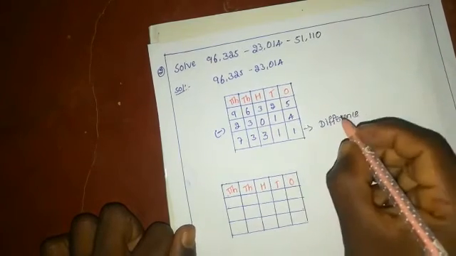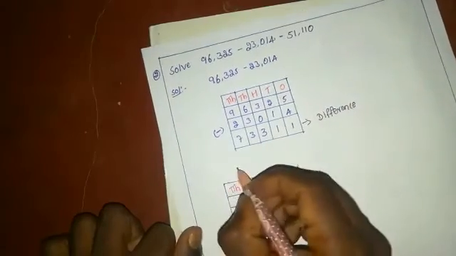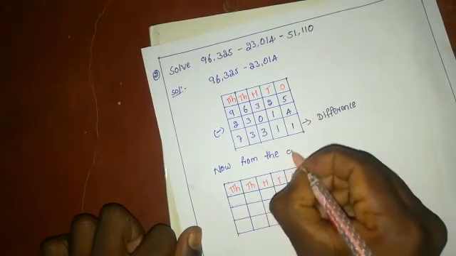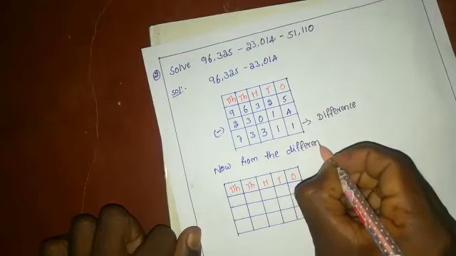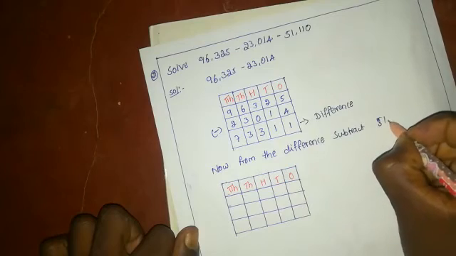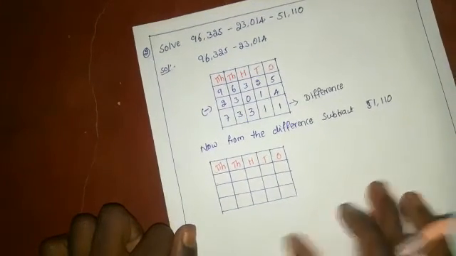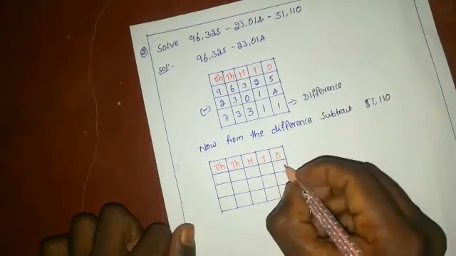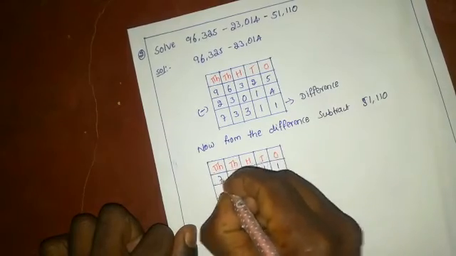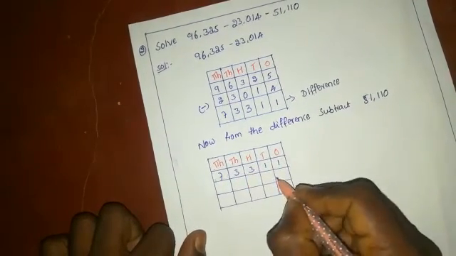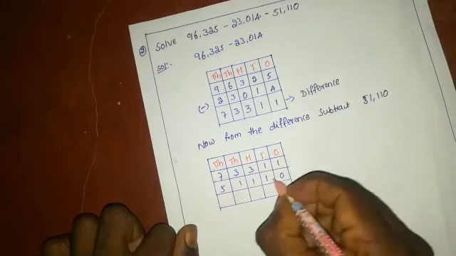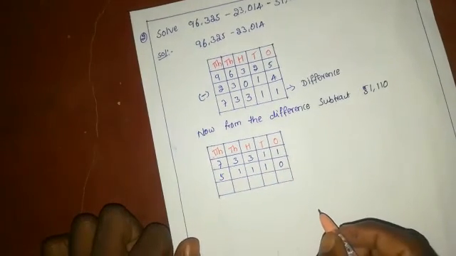Now we have to subtract from the difference 51,110. Now in the first row we write the difference, that is 73,311. How to pronounce this? 73,311. From this we have to subtract this number, that is 51,110. We know how to subtract the numbers.